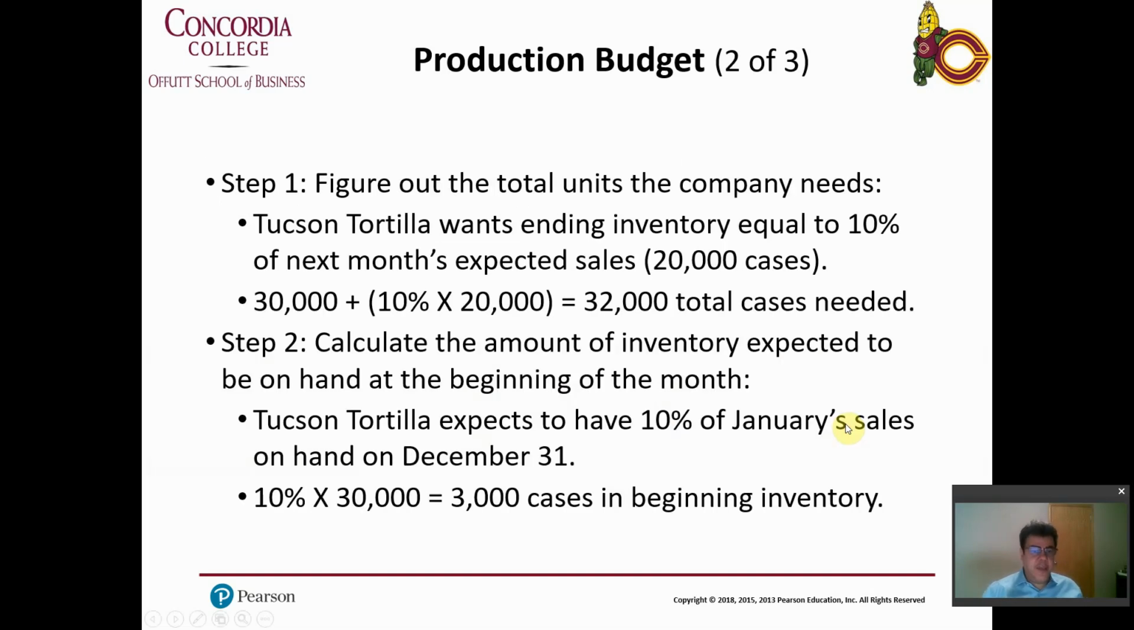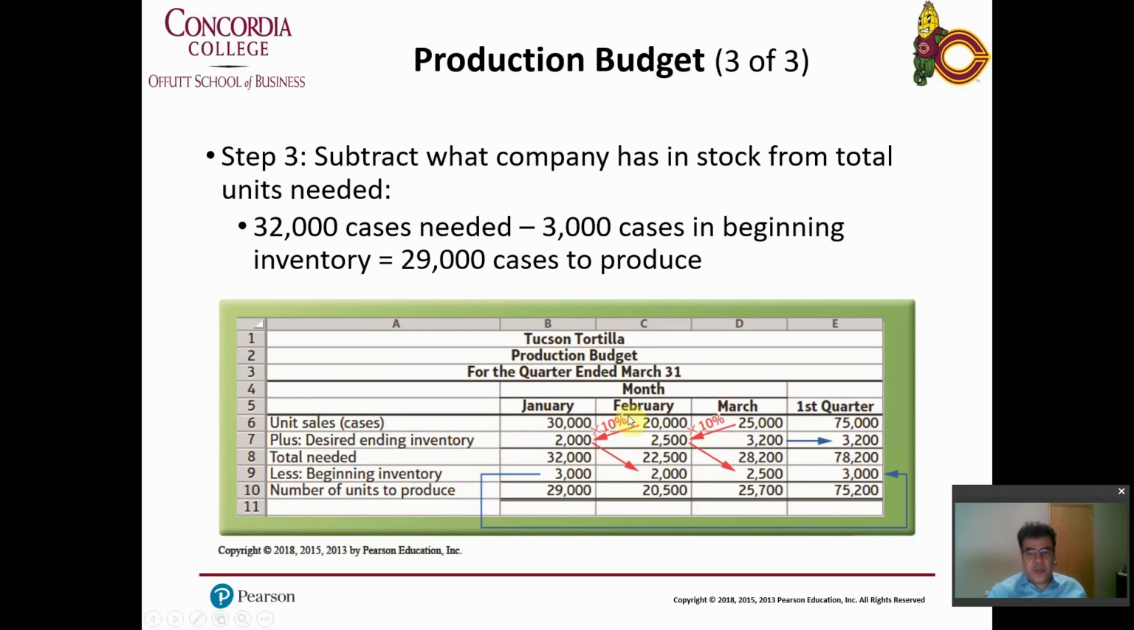And then how do we know our ending inventory? We need policies about that. Tucson Tortilla's policy is that ending inventory equals 10% of next month's expected sales. So that is what we have here. Unit sales plus ending inventory, total needed, less beginning inventory, number of units to produce. And then our ending inventory is 10% of the next month's sales.